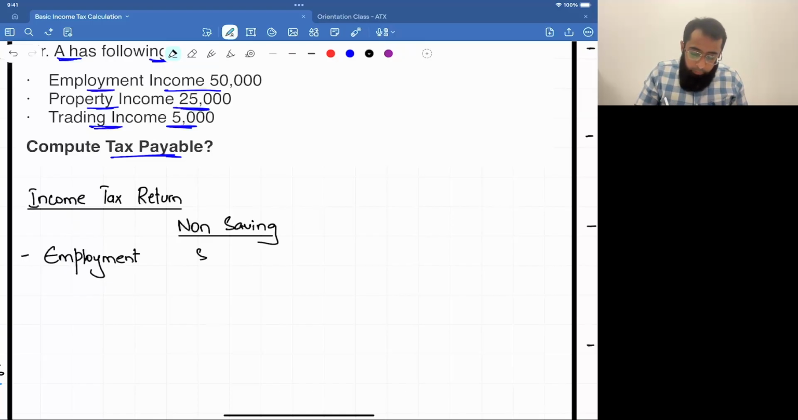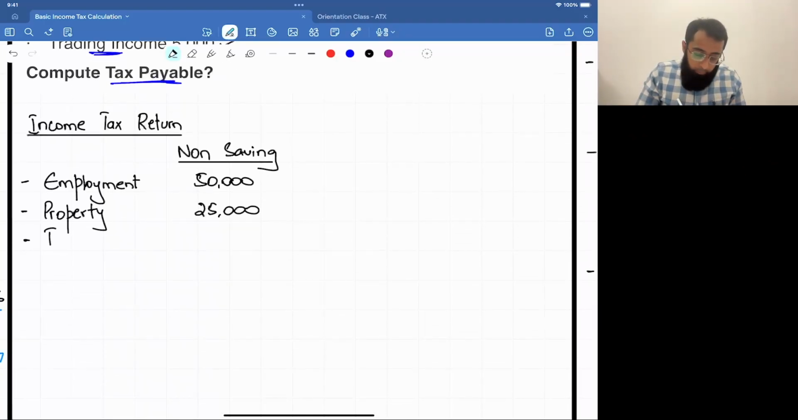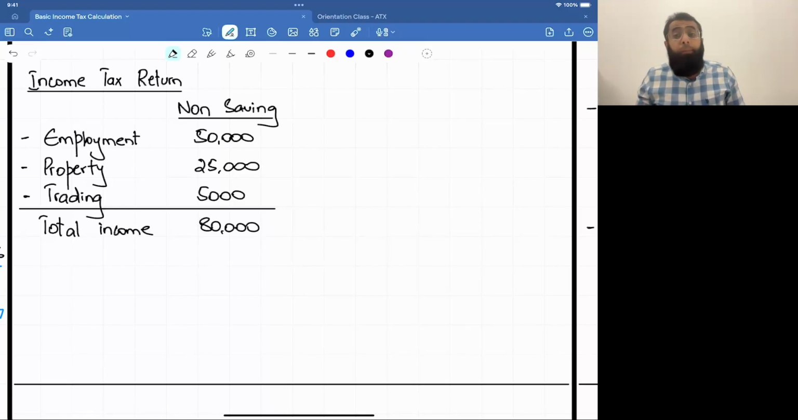50,000, property 25,000, and we have trading 5,000. Okay, the three incomes. So 50, 25 and 5, we add up all of them to arrive at the value of total income. That gives us 80,000 in total.